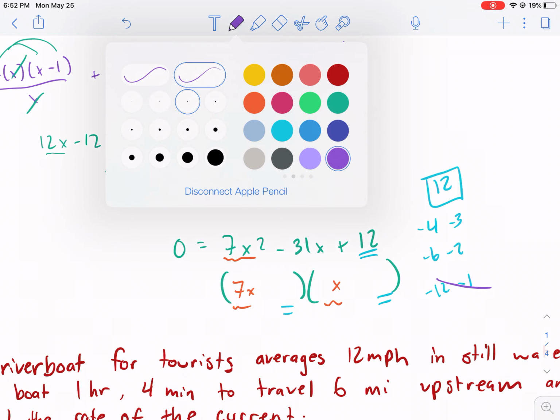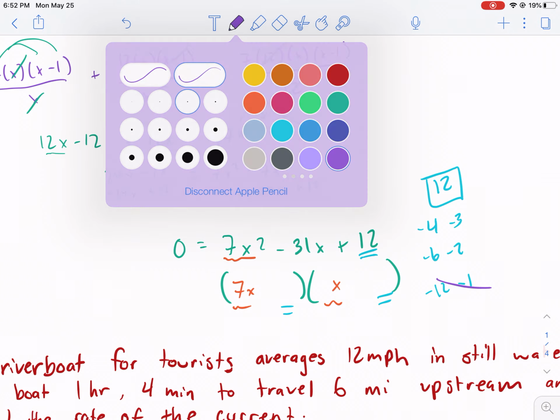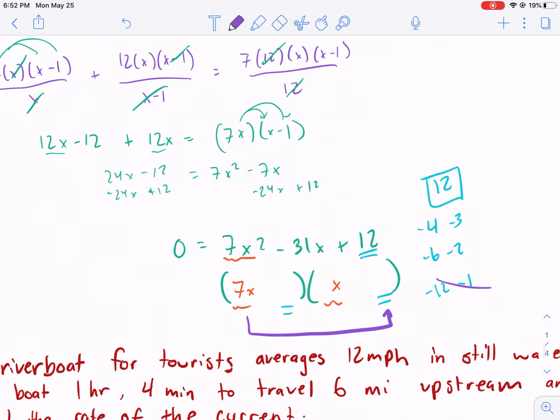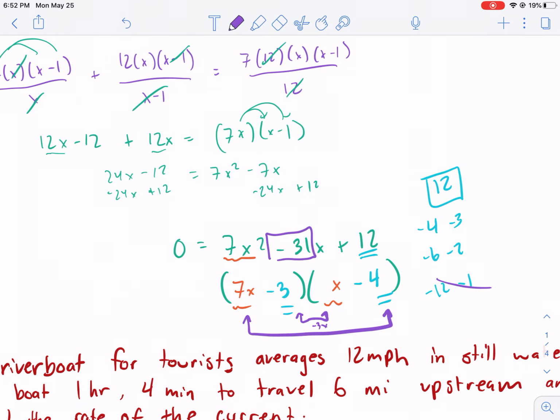So instead, I'm going to do 7, and I know that this 7x is going to be multiplied by the outside terms. So these two terms are going to get multiplied together, and these inside terms are going to multiply together, and it can combine to give me my middle term there. So I know it needs to be a negative 4 and a negative 3. Why? Well, I do negative 3 times x gives me negative 3x, and then I have 7x times negative 4 gives me negative 28x. Those combine to give me negative 31x. So there I have it. I have 7x minus 3 times x minus 4.